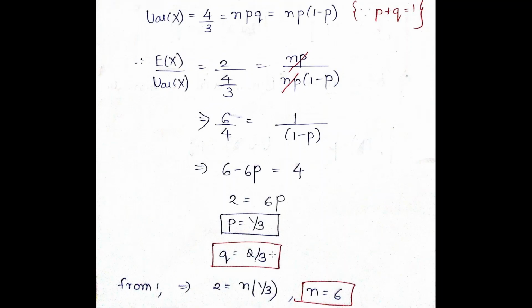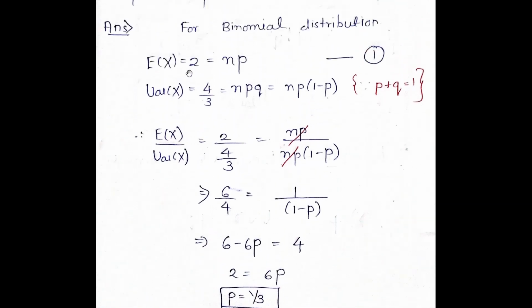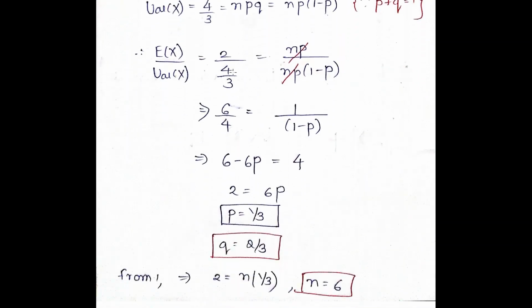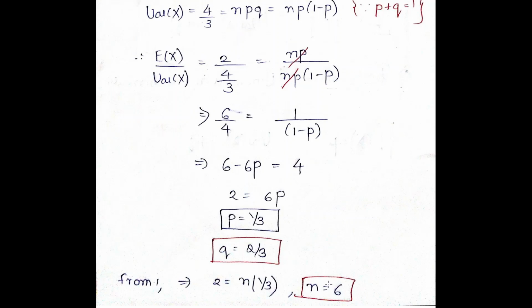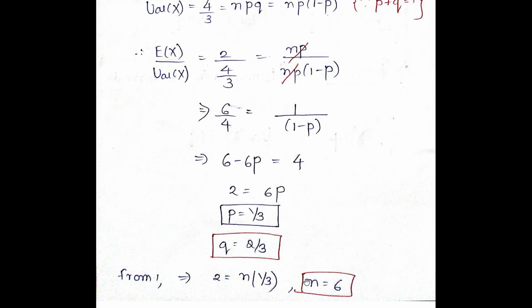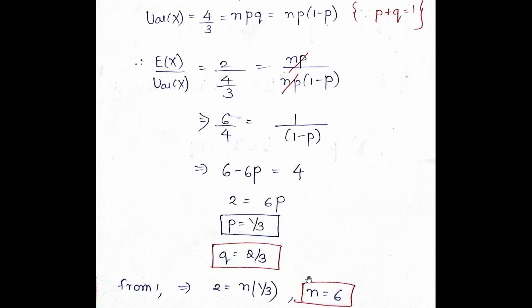And when you put these values of p and q in the expectation, the expectation is equal to 2. The n value is not known and the p value is given over here. So in that case, n is equal to 6. So once you have all the values of p, q and n, you know that n is equal to 6.